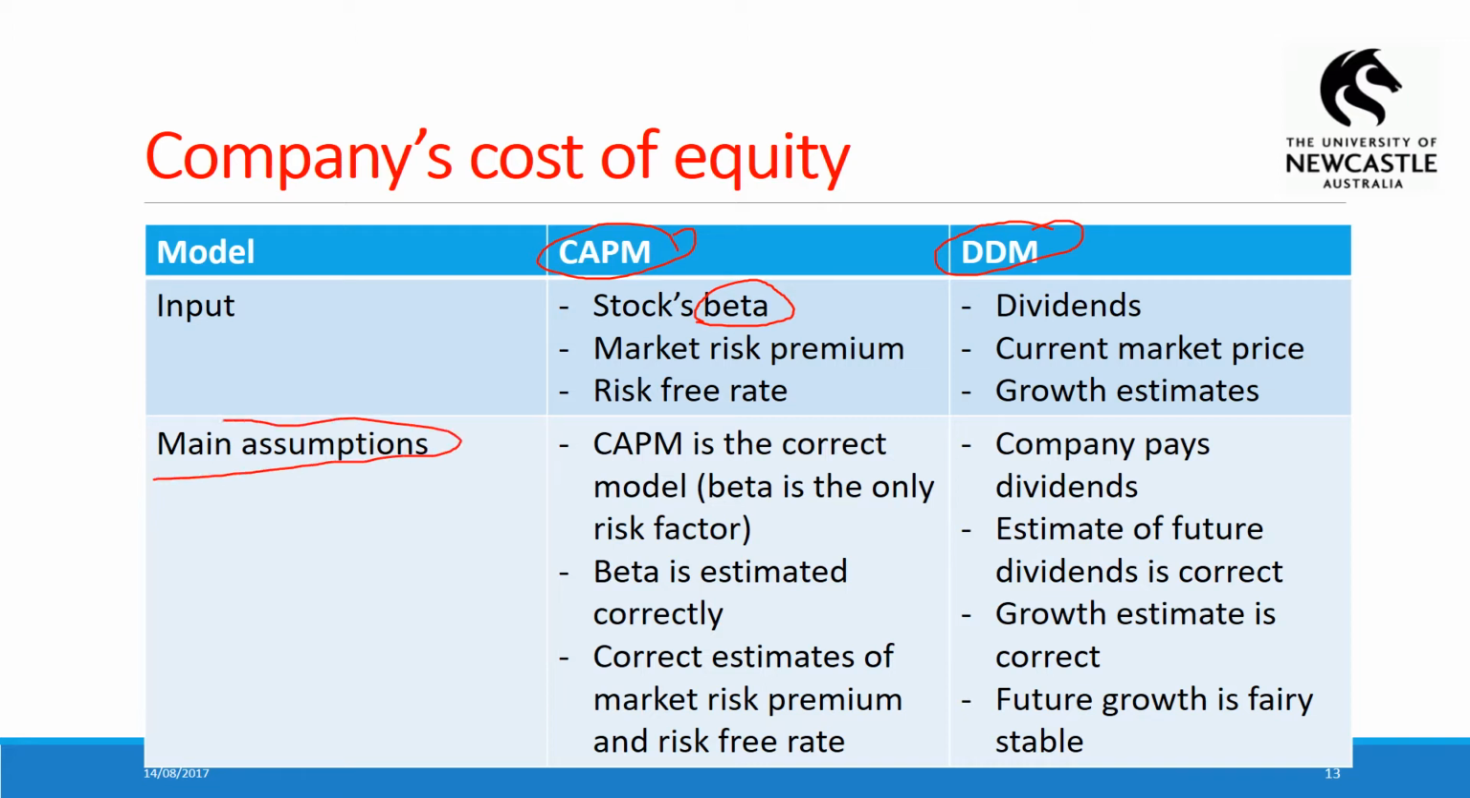So in an exam question, if we see the question giving us beta, market returns, or the risk-free rate, we know that we have to use the CAPM model to work out the cost of equity. Whereas if the question gives us the dividends and the current market price and also a growth estimate, we know that we are using the dividend discount model. These are the main assumptions of these different models, and therefore the limitations of the models as well.